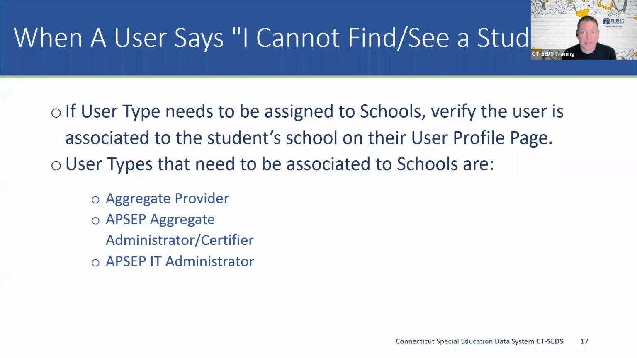So one of the most common things is, I can't see or I can't find my students. For the user types that we've been discussing today, it's really important that those folks are in the system and the students are also in the system. So verify that they both have active accounts, and then check to make sure that the user is associated to the school where the student is. That applies to all three user types in your context: the aggregate provider, the APSEP aggregate administrator, and the APSEP IT administrator.